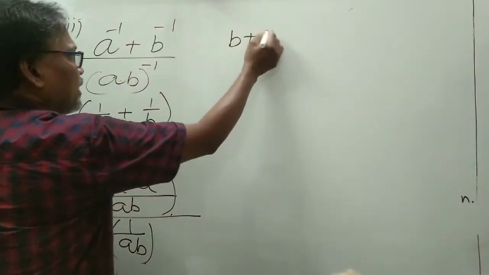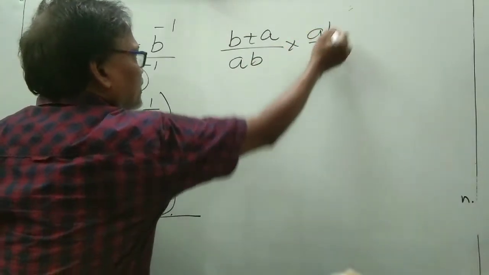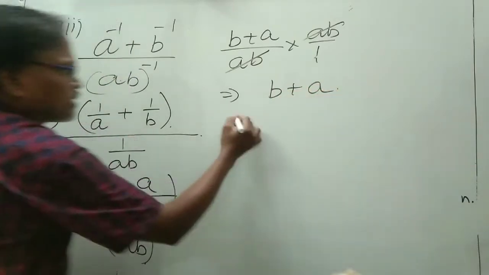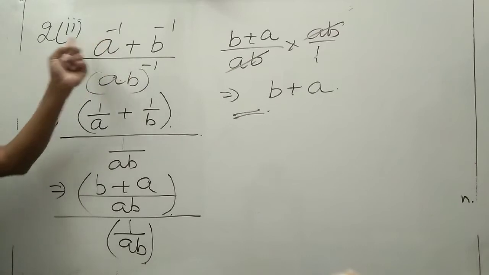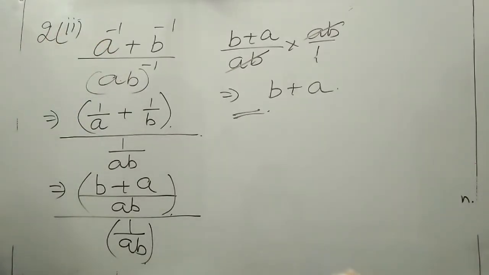So (b plus a) upon ab, and ab upon 1 you can write as ab, and ab cancel. So the answer is b plus a. This is the simplification of the second question, second part. This way you can simply write.